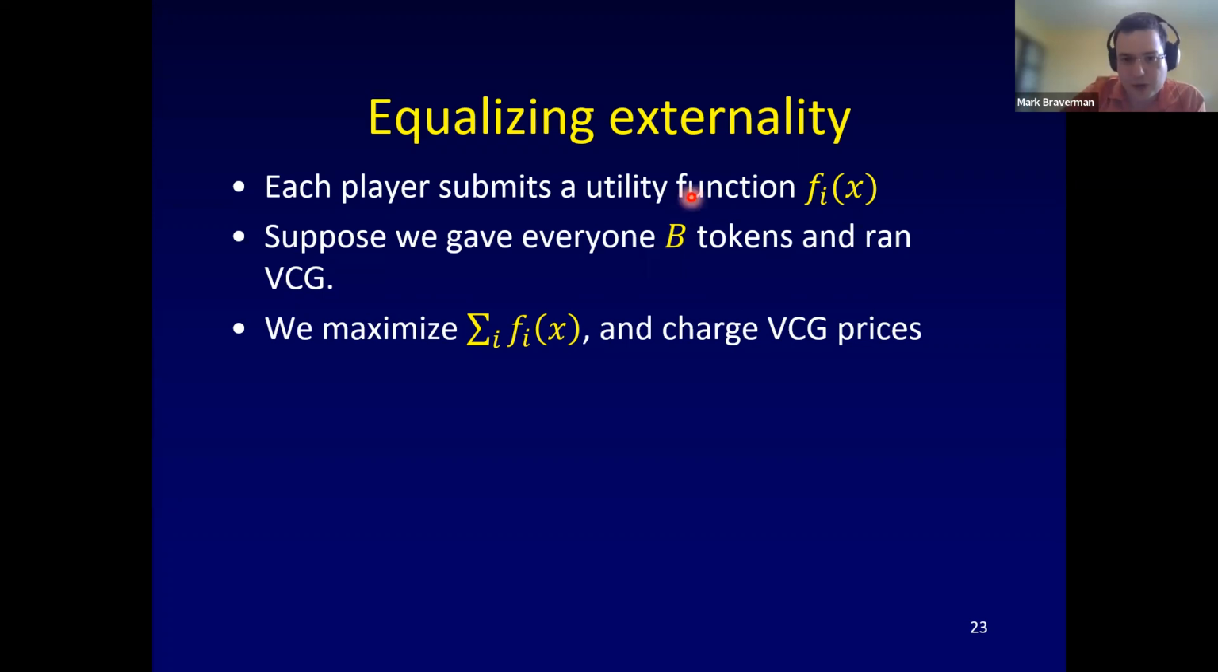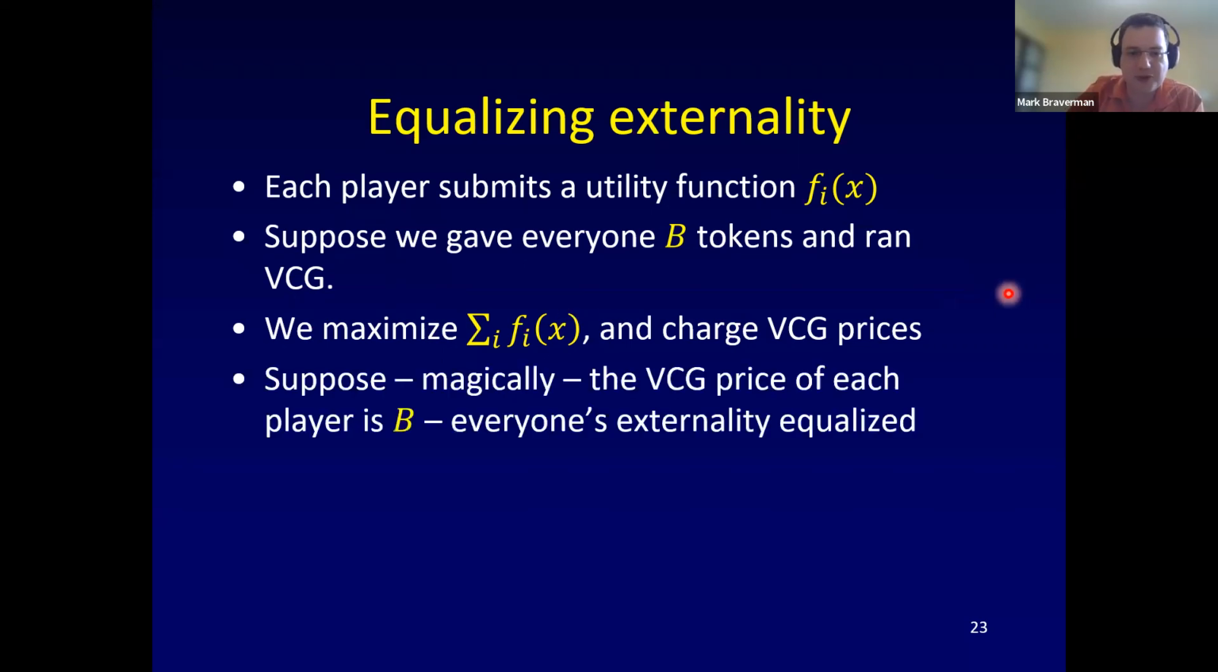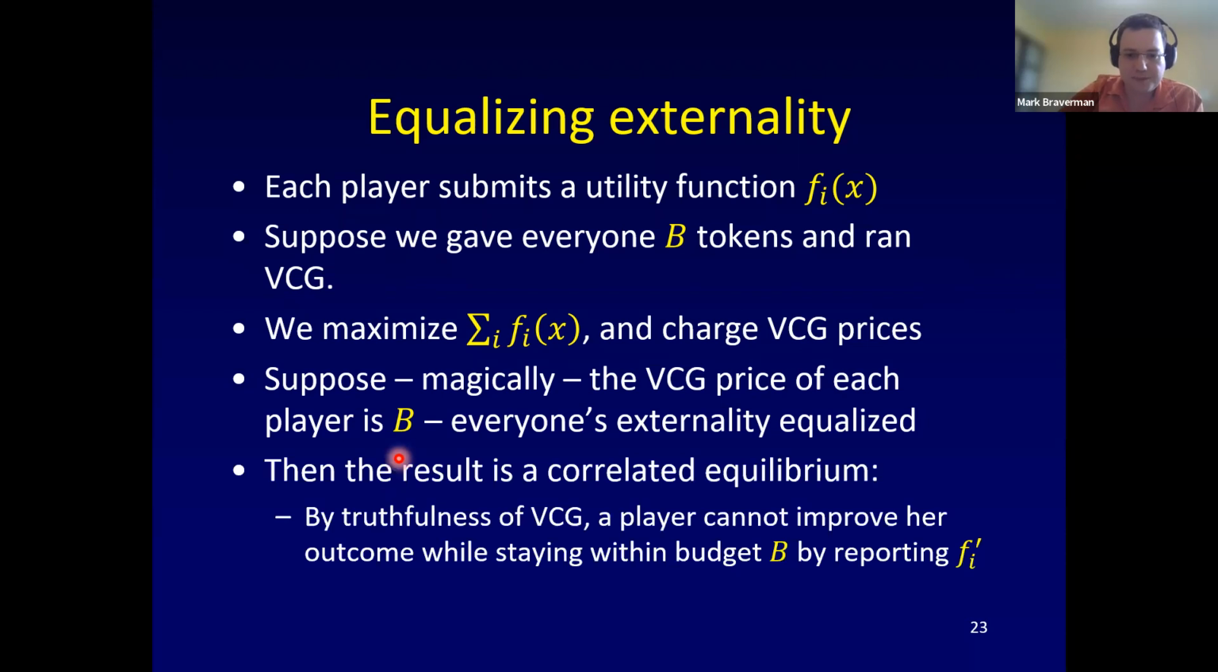So suppose we gave them worthless tokens. Each player got B worthless tokens. And imagine that they gave us those fi. Suppose we ran VCG, so we maximize the sum of fi and charge VCG prices. And suppose a magical miracle happened and the VCG prices came up to B exactly, so everyone's externality was calculated to be B. It's equalized. Since everyone got charged B tokens, it doesn't matter if those tokens are worthless. So then we get a correlated equilibrium.